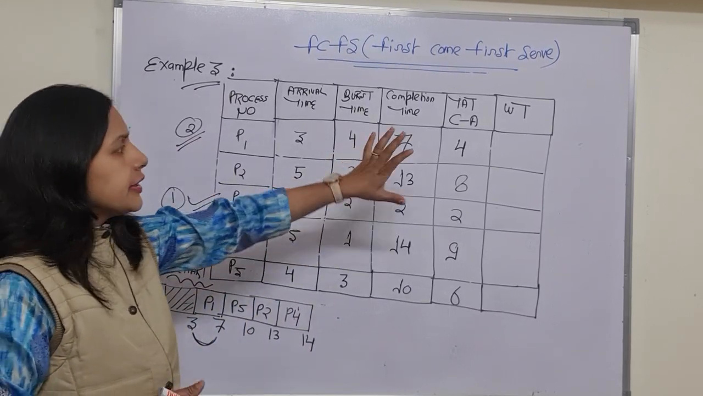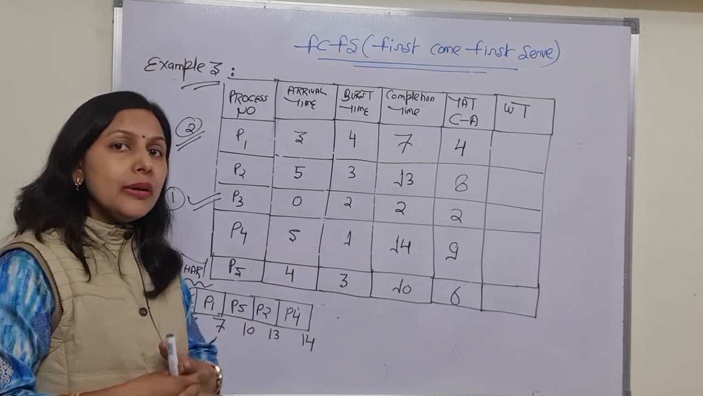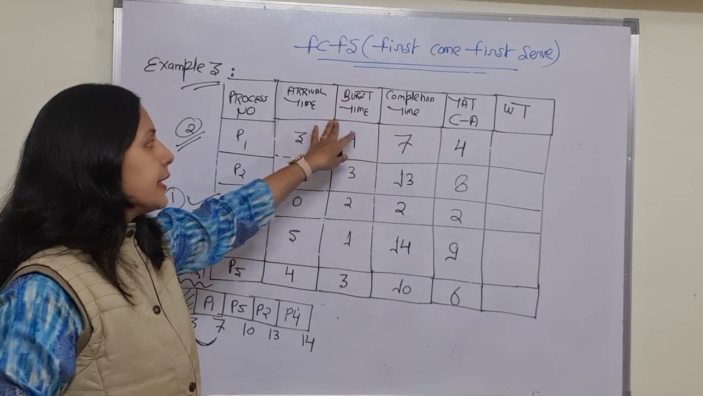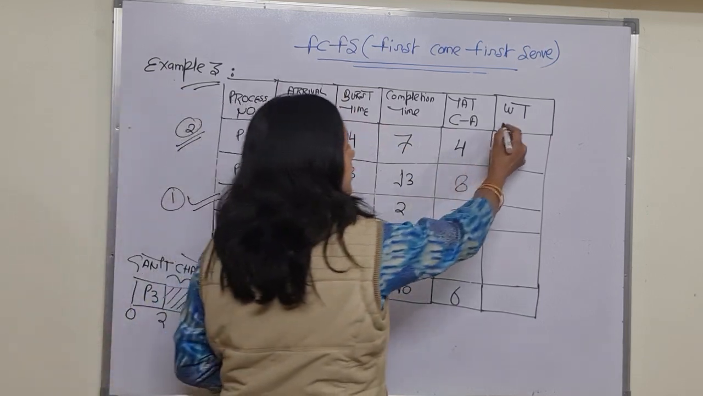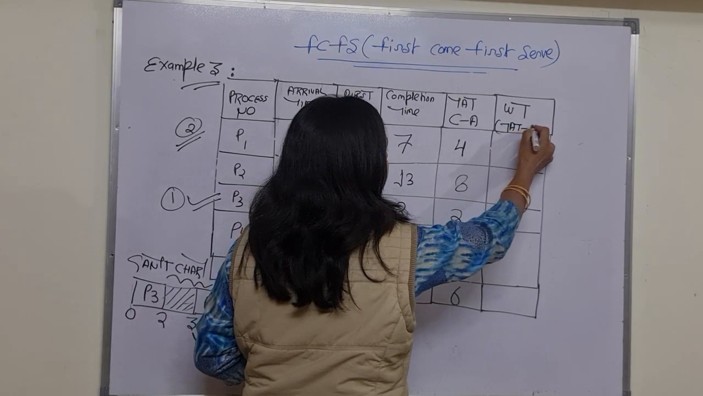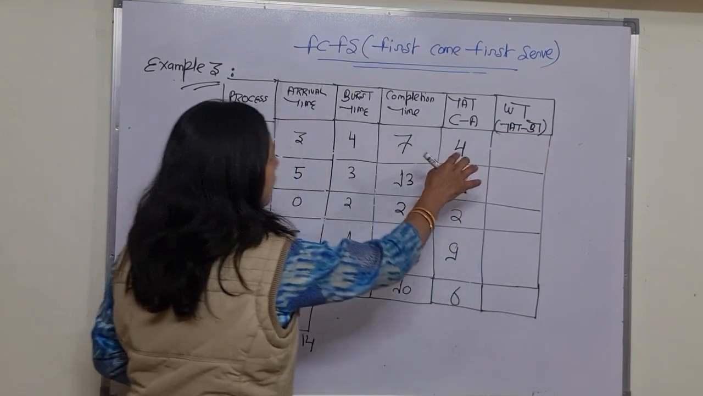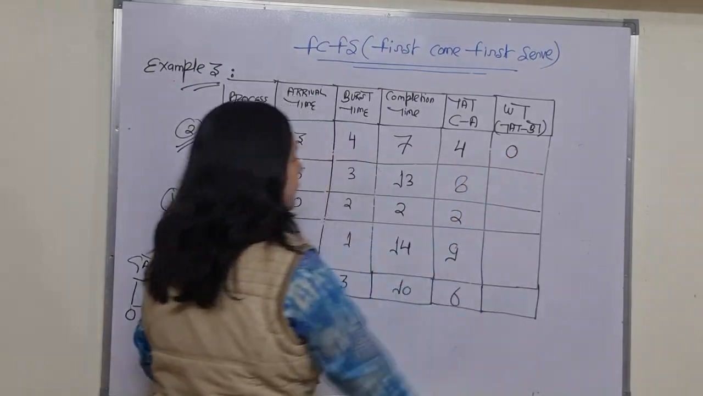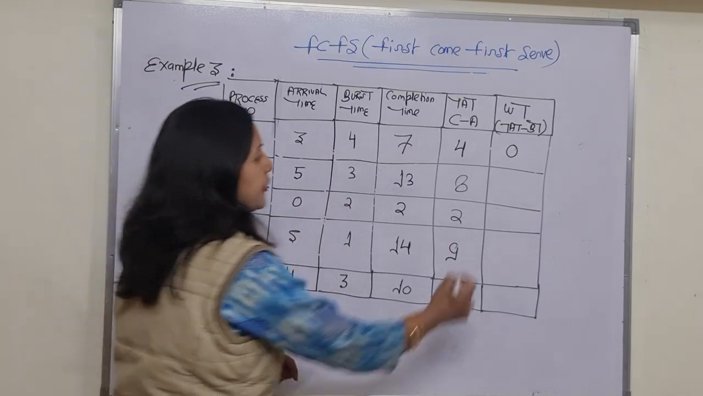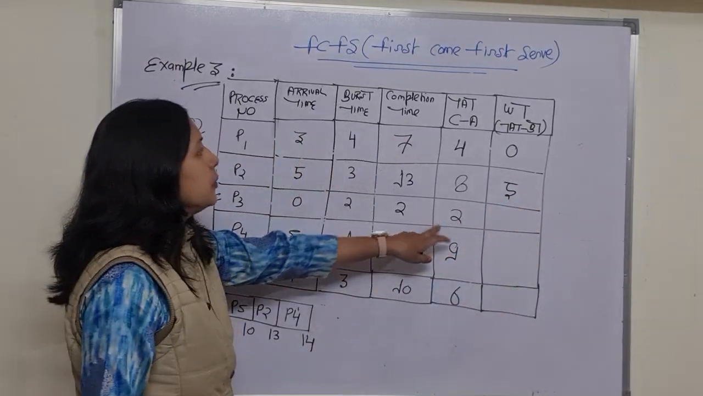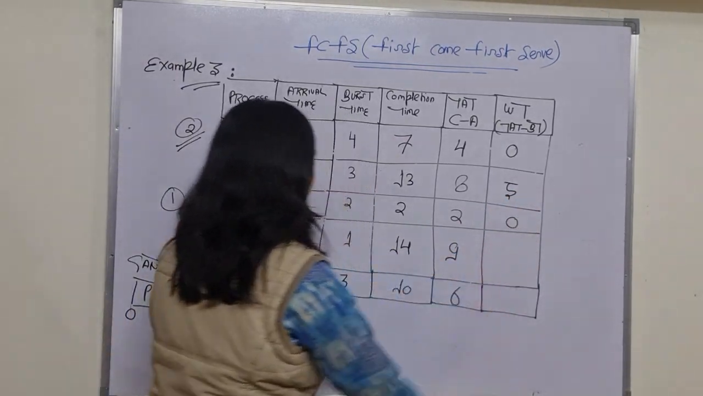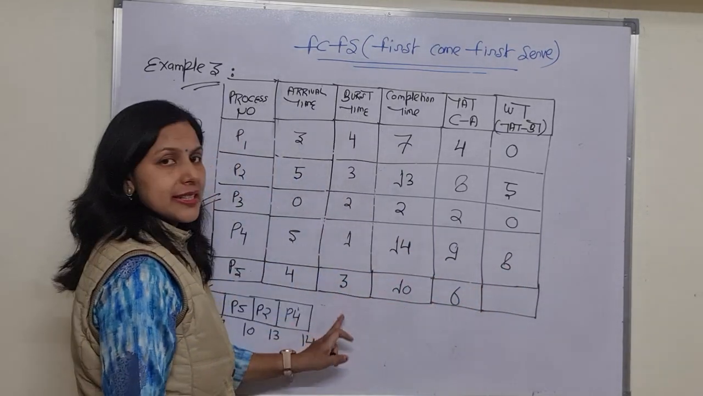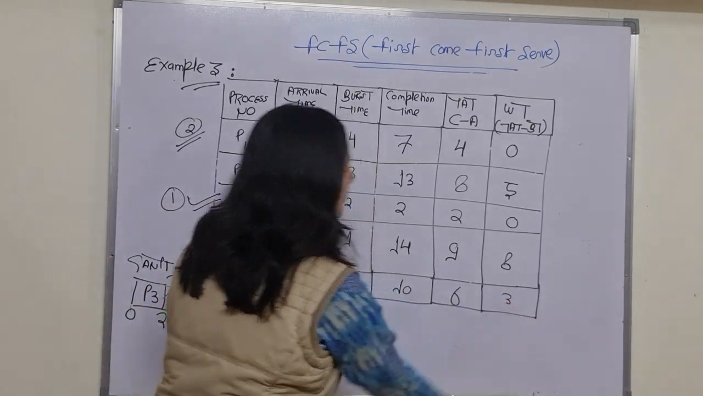Now you find out the waiting time, right? The formula for waiting time is the turnaround time minus the burst time. So it would be 4 minus 4, so it would be 0. Then 8 minus 3, it would be 5. Then 2 minus 2, it would be 0. Then 9 minus 1, it would be 8. And 6 minus 3, it would be 3.